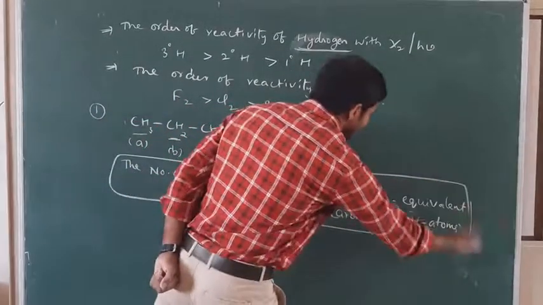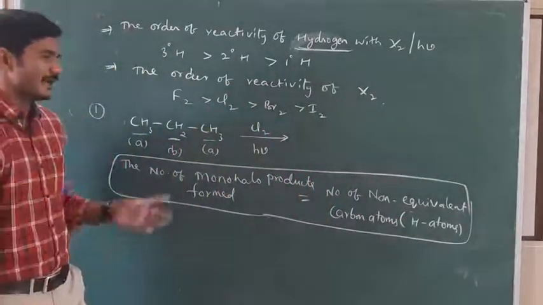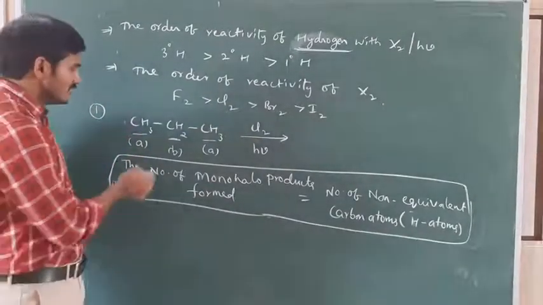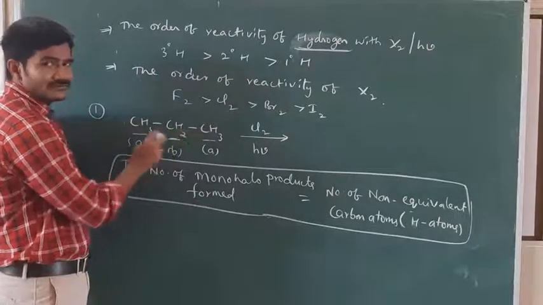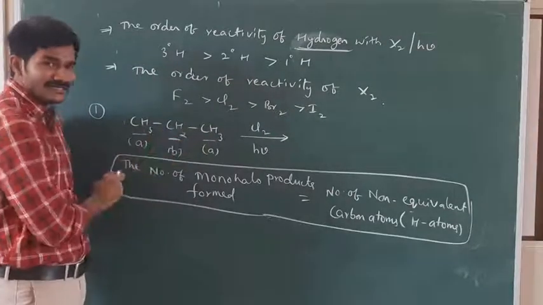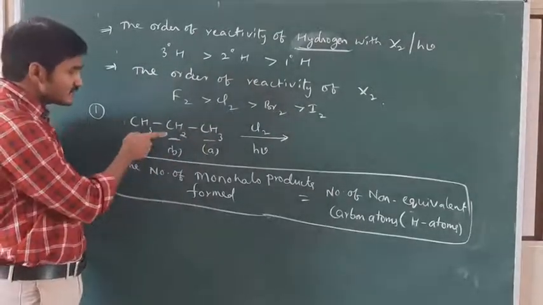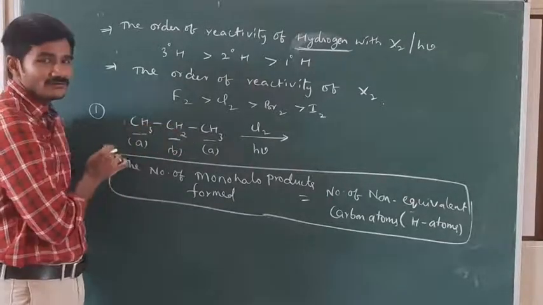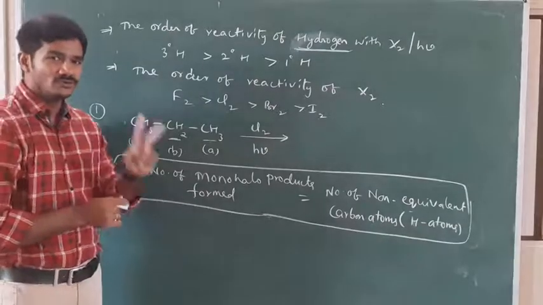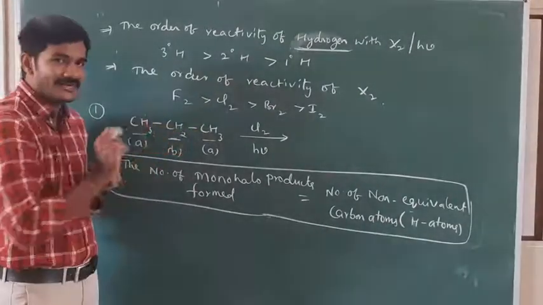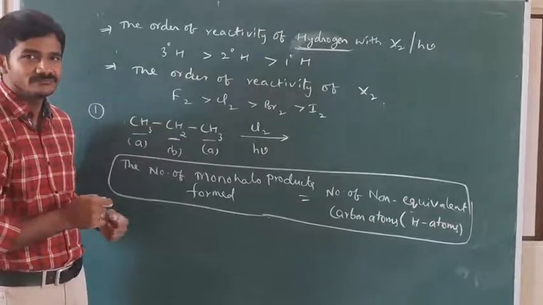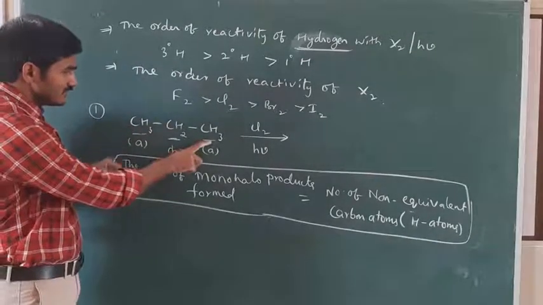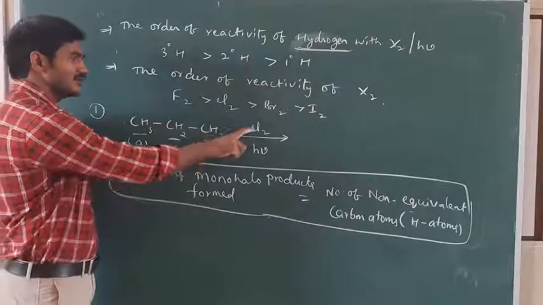Non-equivalent means which are not similar, which are not equivalent. These two CH3 are equivalent. This CH2 is different from CH3. So how many non-equivalent carbons are here? Two. These two CH3 are one type, and this CH2 is another type. So how many products do we get? Two products.